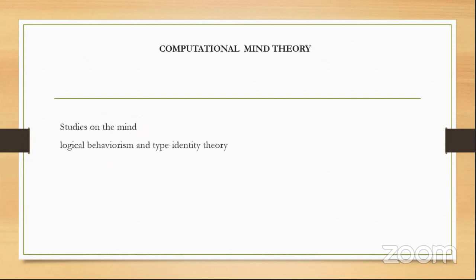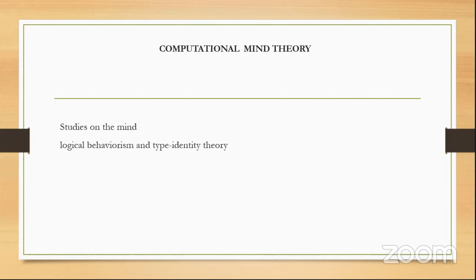Now it's a very interesting thing, that is computational mind theory. We are individuals, and our expression, our mood, depends from time to time. As I say, the human mind, in this particular case, all the branches are related, right from psychology, computer science, and philosophy. It is basically studies on the mind. Then cognitive neuroscience, how you can apply here, that is logical behaviorism and type identity.